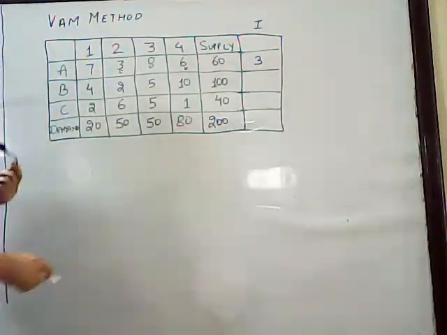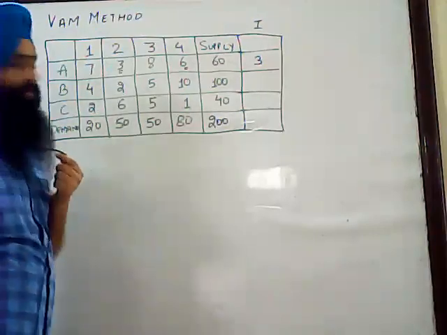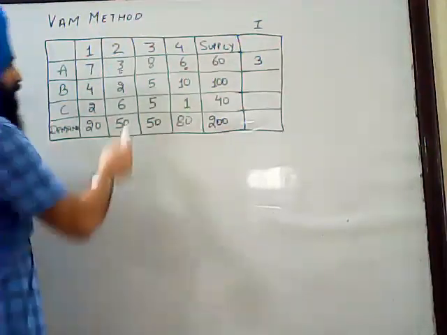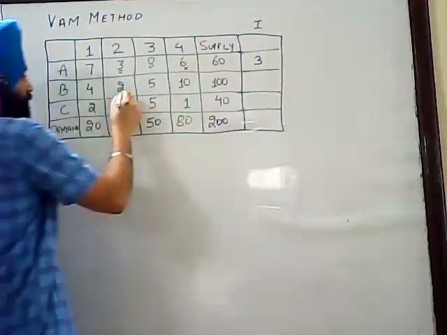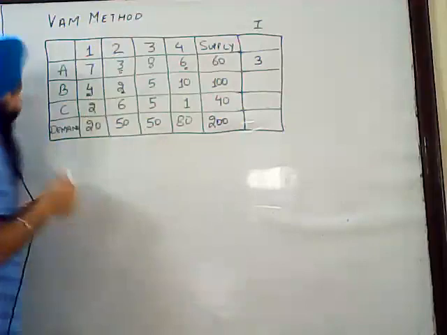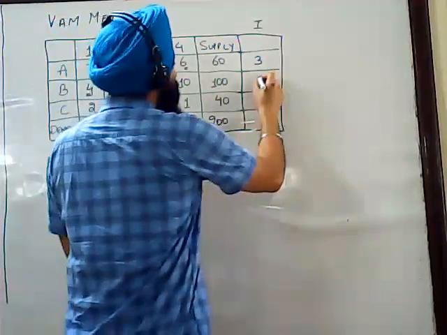Similarly, from the second row, find the minimum element and the next minimum element. The minimum element is 2 and the next minimum element is 4. So their difference will be 4 minus 2. The value will be 2.